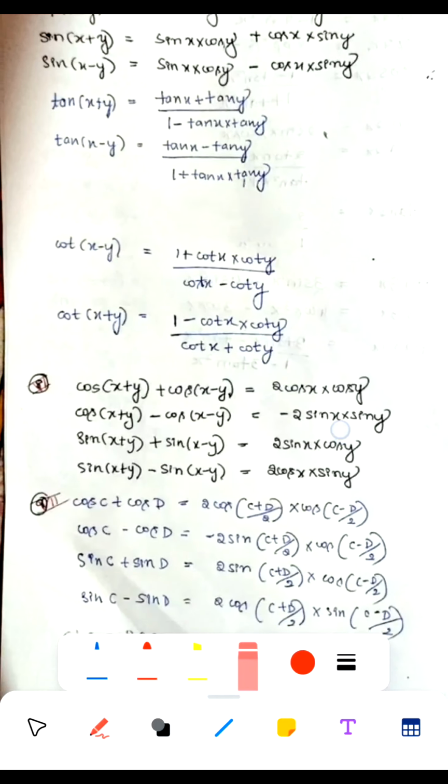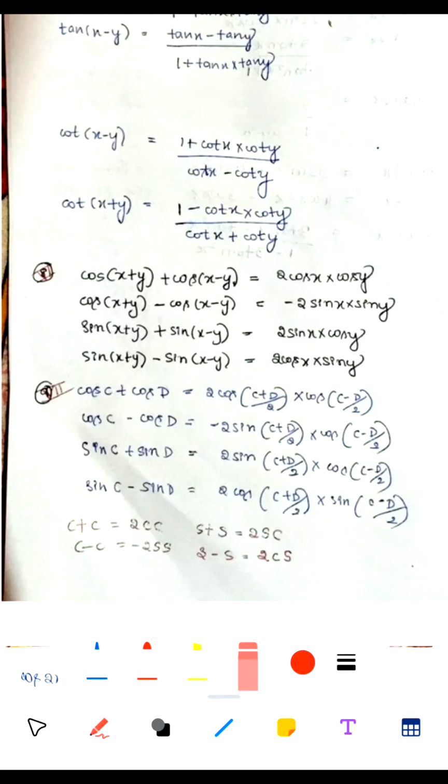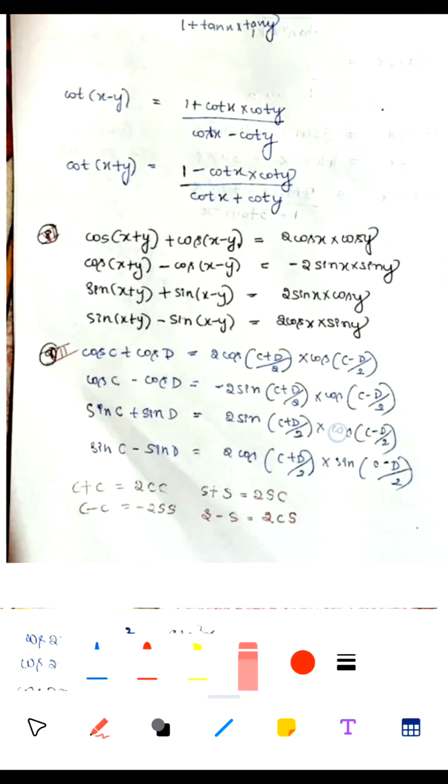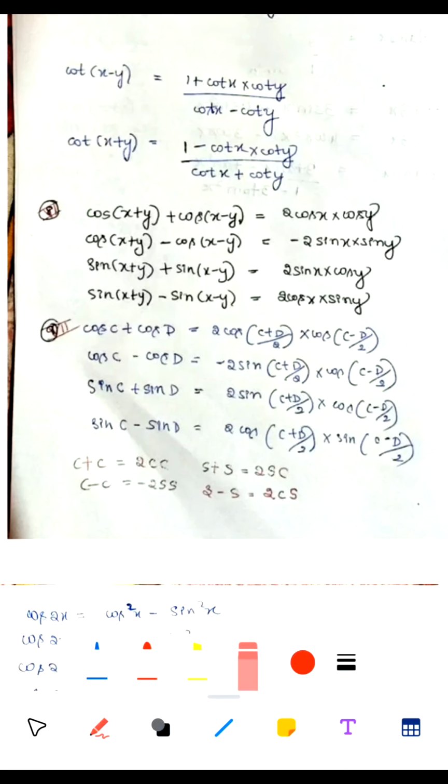So now let us move on to our next formulas. Next come your standard formulas, which are very important. Before going to these formulas, here is a very important trick on how to remember them. If you remember this, you can easily derive them.